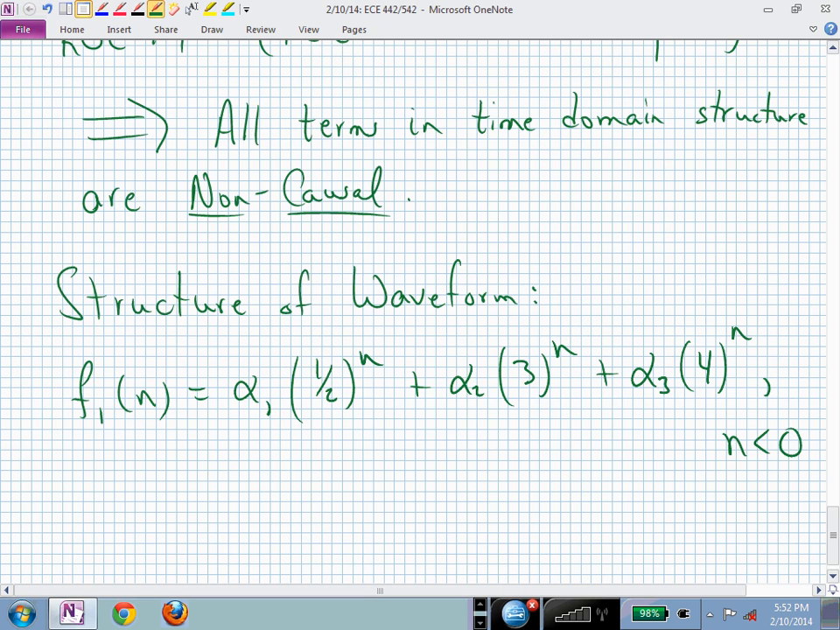Now, causality and boundedness of the time domain waveform are two separate notions or concepts. Now, I know that this is the structure of my waveform for that region of convergence. What can I say about the boundedness or unboundedness behavior of this waveform f sub 1 of n?